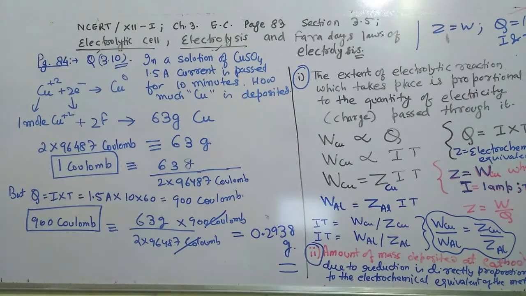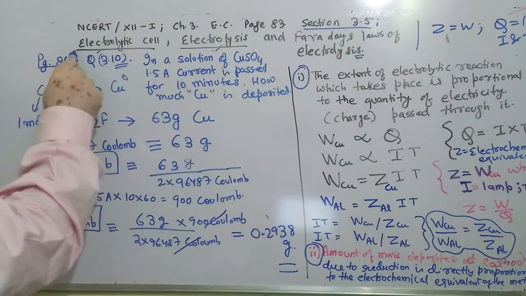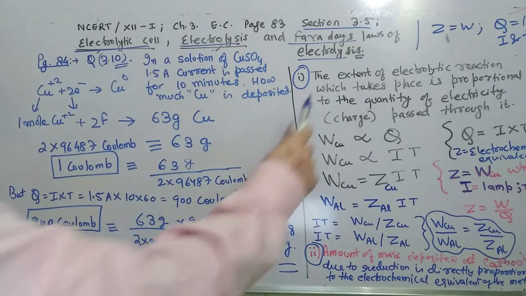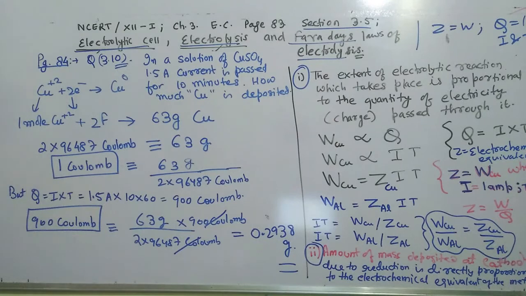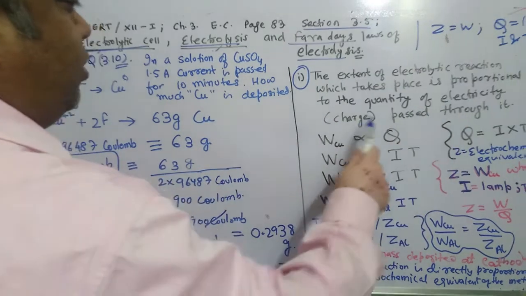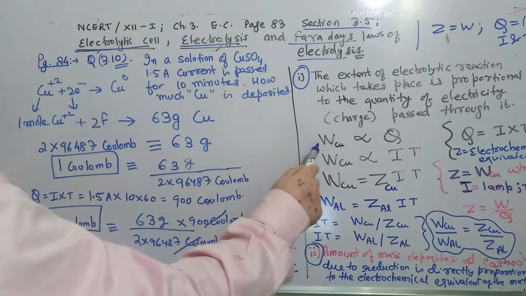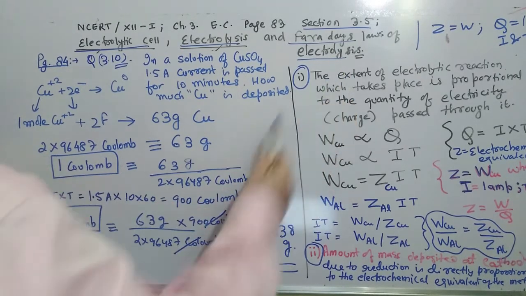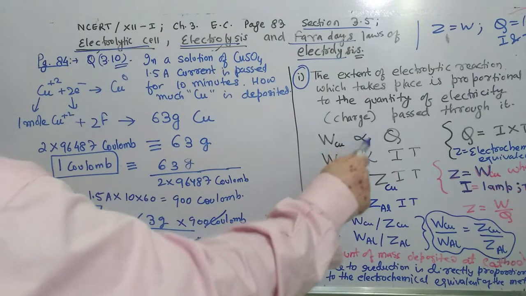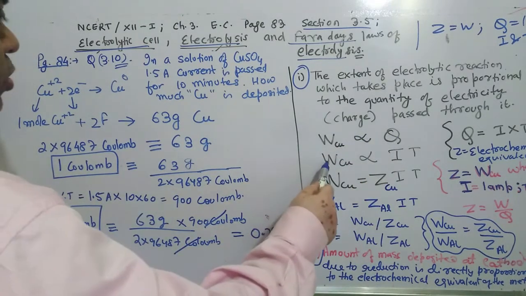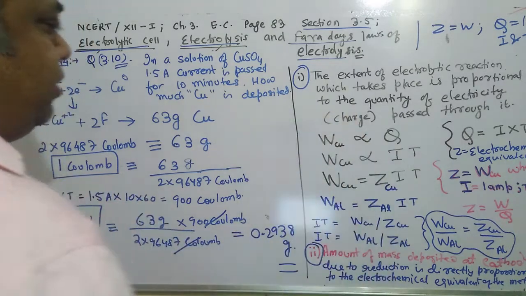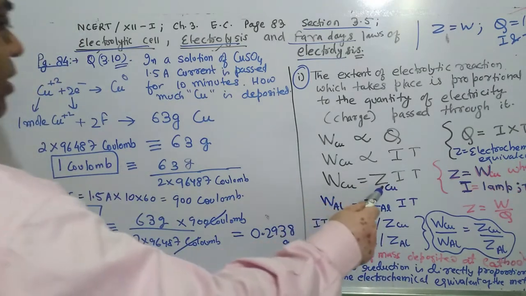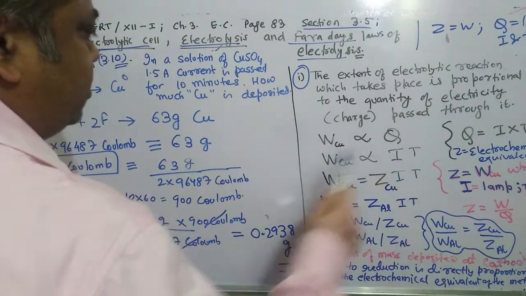So this was all about the concept in section 3.5 about the electrolytic cell, electrolysis and Faraday's law of electrolysis. The first law says that the extent of chemical reaction or electrolytic reaction which takes place is proportional to the quantity of electricity or charge passed through it. That means amount of mass deposited is equal to the extent of reaction that takes place. So W_Cu is proportional to the charge passed, and W_Cu is equal to proportionality constant Z_Cu times I T, where Z is equal to W when I and T is equal to 1.